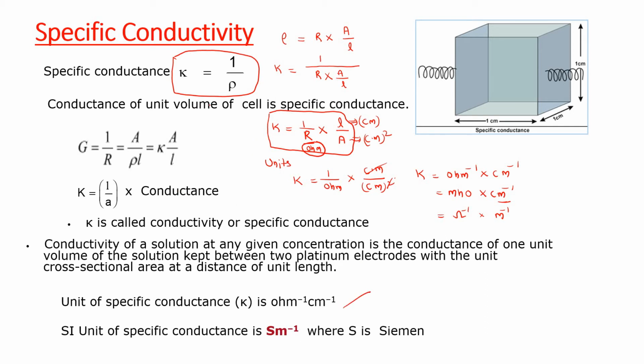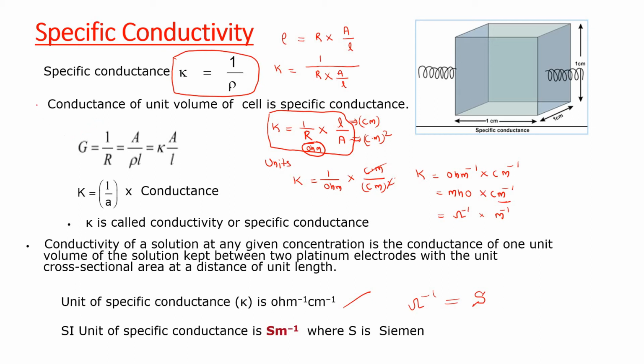Okay, now one more thing, ohm inverse is also called Siemens. In the last video we discussed this one. Ohm inverse is nothing but equal to capital S. Siemens also we can take here, right? So this is about the specific conductivity formula and the units here.